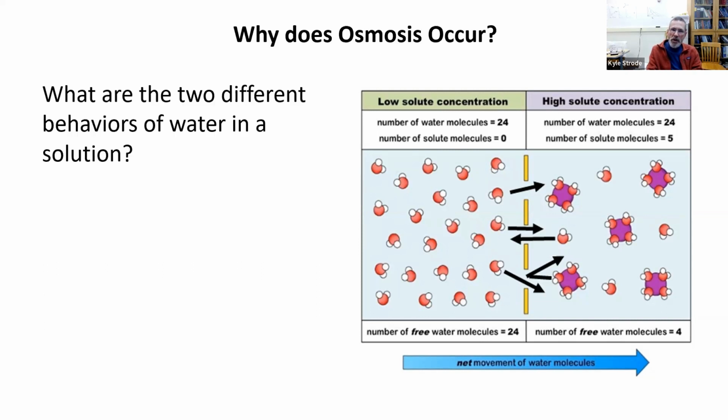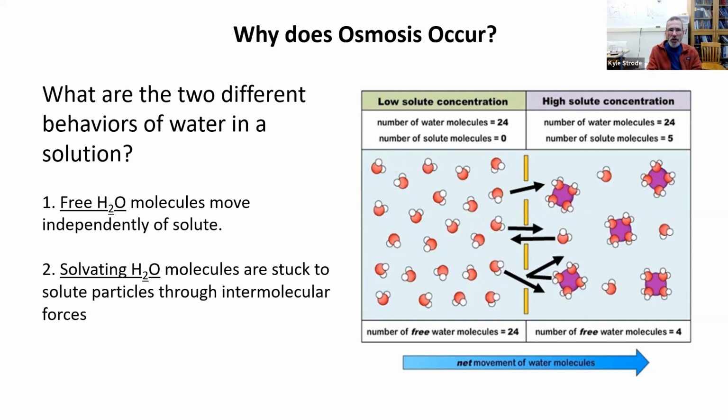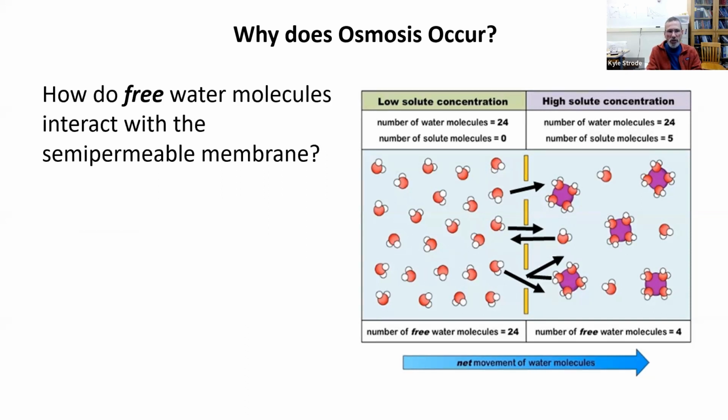The two different behaviors of water in a solution are these. You have two different kinds of water molecules. Number one, water molecules might be free water molecules. They move independently of solute. They're not stuck on a solute particle or attracted to one. And then you have what are called solvating water molecules. Those are the water molecules that are physically attached by intermolecular forces to a solute particle. So those are our two different kinds of water molecules.